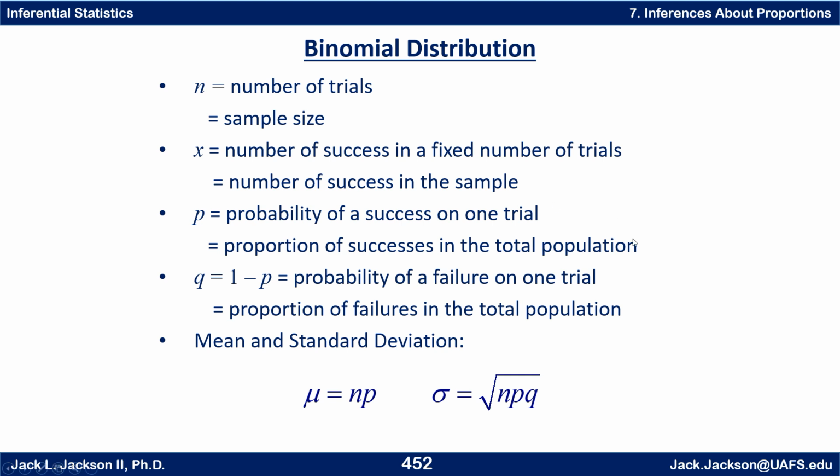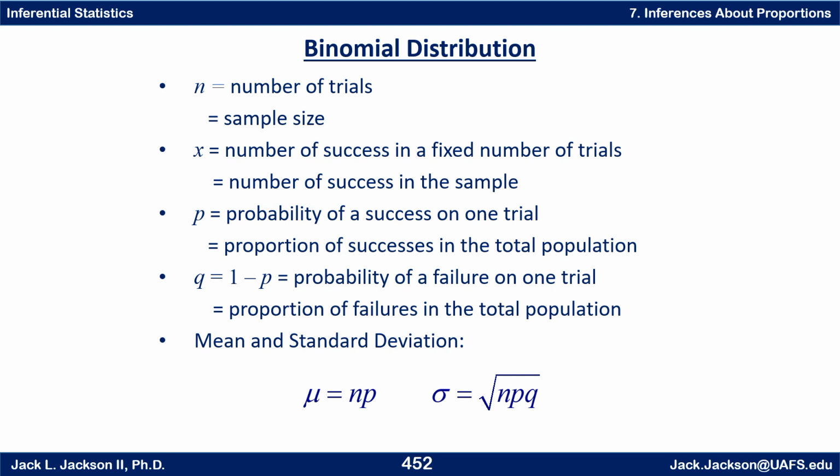So in a binomial distribution, let n be the number of trials or the sample size, lowercase n. X, remember, is the number of successes in a fixed number of trials, or the number of successes in the sample. P, or P sub 0, or just P, is the probability of success on one trial, or the proportion of successes in the total population. Q then is 1 minus P, or the probability of a failure on one trial. In other words, the proportion of failures in the total population.